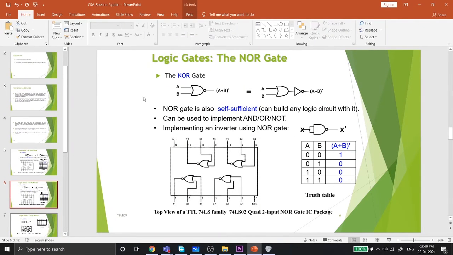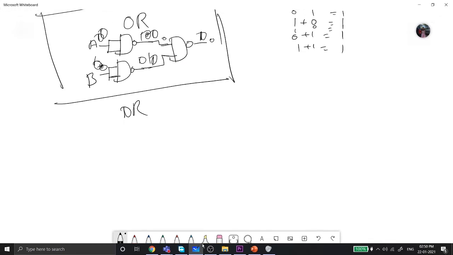Now the NOR gate. The NOR gate is also self-sufficient. It can be used to implement AND or NOT gates, and to implement an inverter using a NOR gate, you just have to solve the circuit, and it's the same thing. I mean, for the NOT gate, it's the same thing. I'll draw that as well.